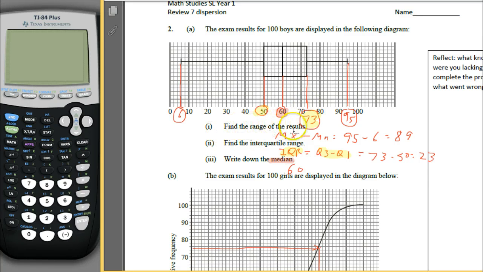Number 1, find the range of the results. Remember, range is the max minus the min. So that would be 95 minus 6, which is 89. Find the IQR. The IQR is the right side of the box minus the left side of the box. So that would be 73 minus 50. It's about 23. Write down the median. The median is the middle line, which is 60. Okay, so that is the description of the boys' test scores. And these are numbers which show how spread out those test scores are.